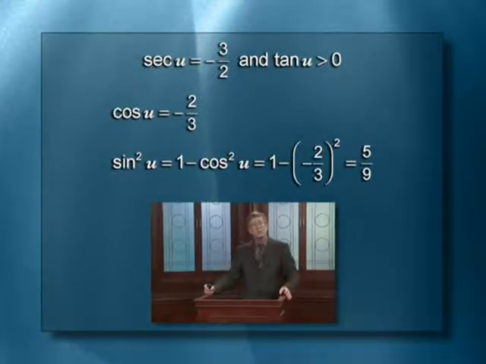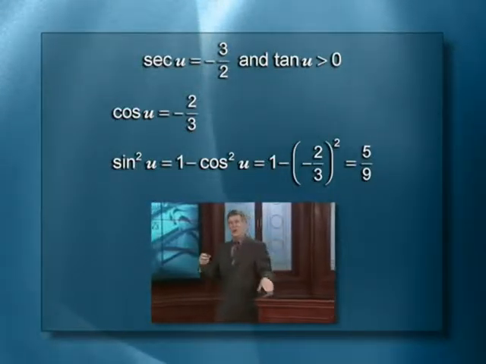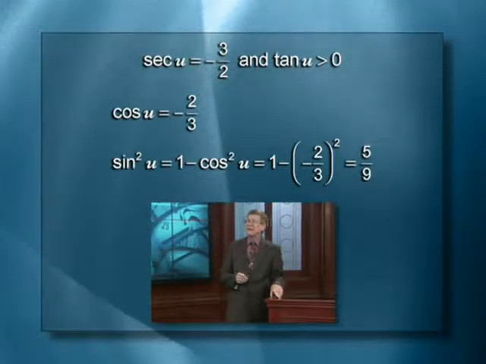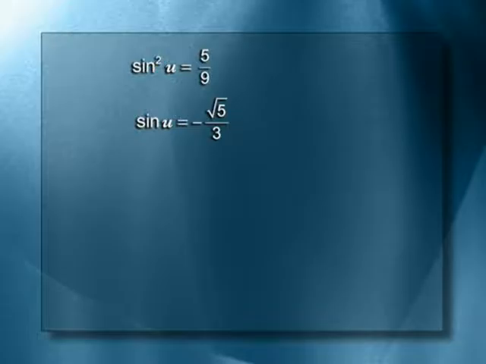Let's take square roots in order to find sine u. Well, there are 2 square roots, aren't there? Plus square root and minus. Which one do we take? Right, we're in the third quadrant. We want the negative square root. So sine will be minus square root of 5 over 3. The square root of 9 is 3. So now we know 3 of the trigonometric functions.